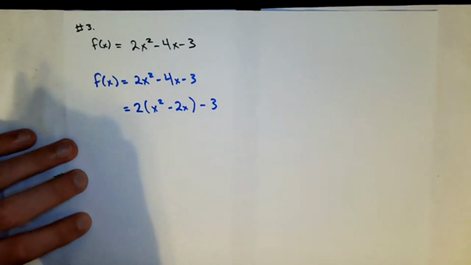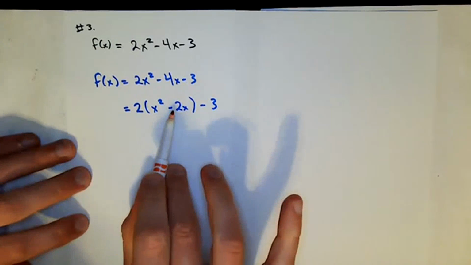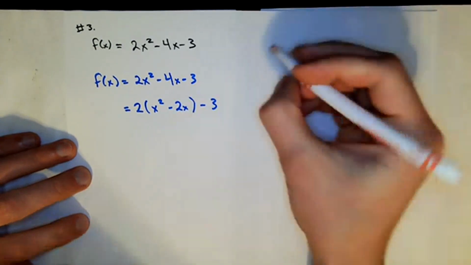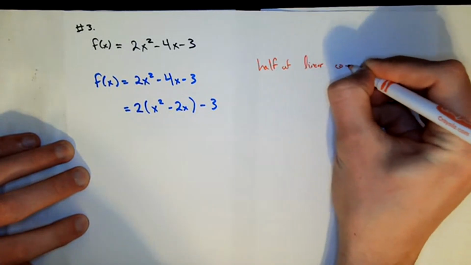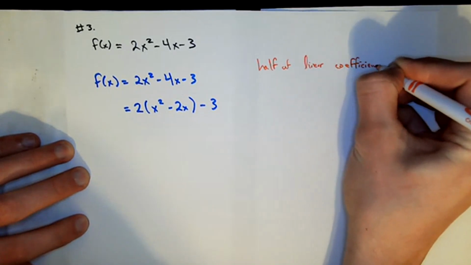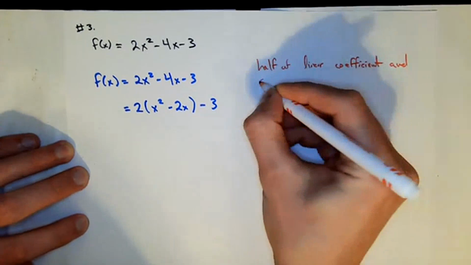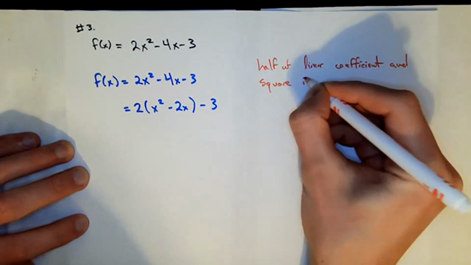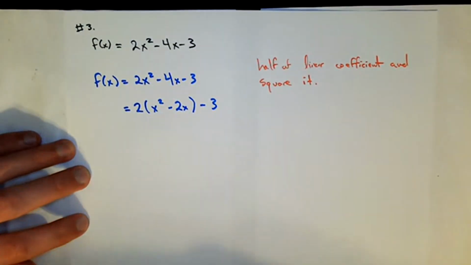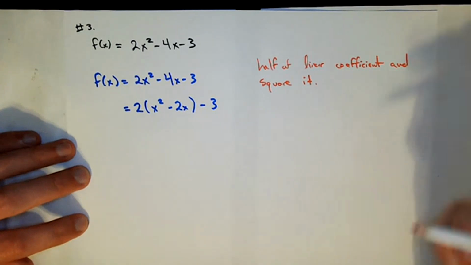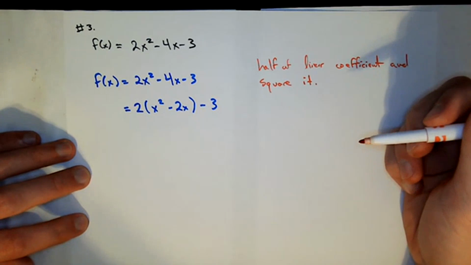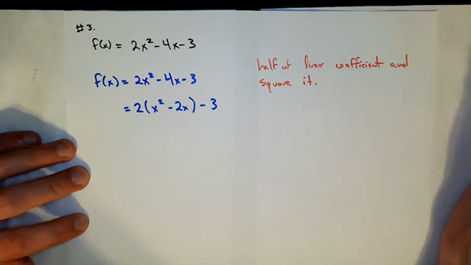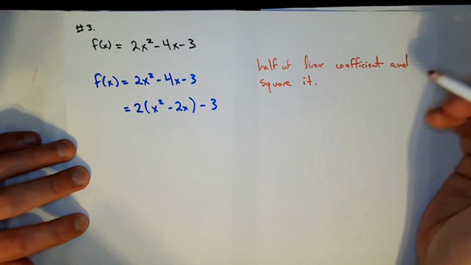Then what we do is we take half of this linear coefficient and square it. That's like the weird side work that we do. And I'll admit this process is weird. We could justify it by proving it, and we would actually come to a very nice conclusion if we did that, but let's not bother with that.